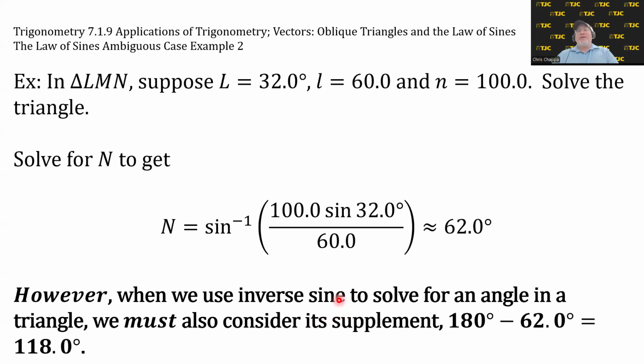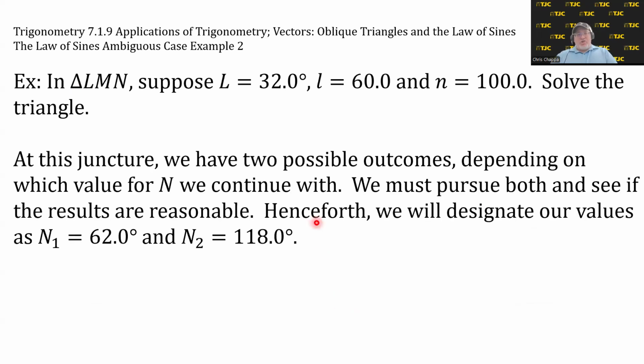So we're going to proceed down two paths now. At this juncture, we have two possible outcomes, depending on which value for angle N we continue with. We must pursue both and see if the results are reasonable. Henceforth, we will designate our values as N1 equals 62.0 degrees and N2 equals 118.0 degrees. And at the end, we use Desmos to verify that both of these solutions are correct.